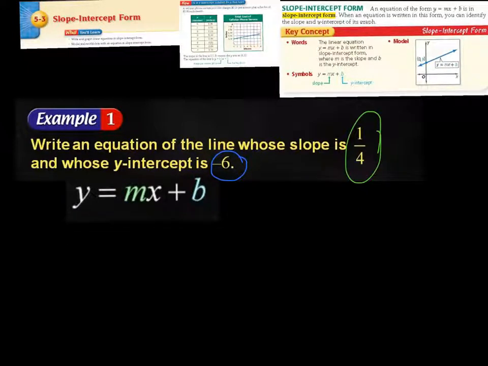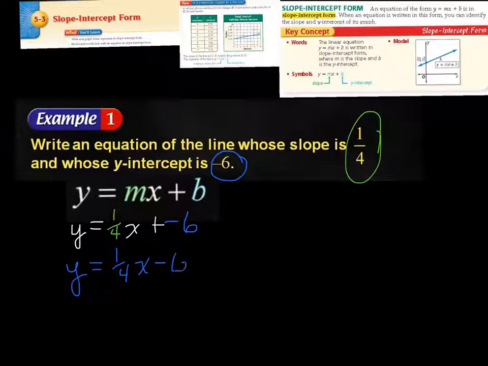Okay, we start with our basic equation, y equals mx plus b. And we're just going to fill in. M, we said, was 1/4. And b, we said, was -6. Now that looks a little odd to have plus -6. It'd be more normal to write y equals 1/4 x minus 6.